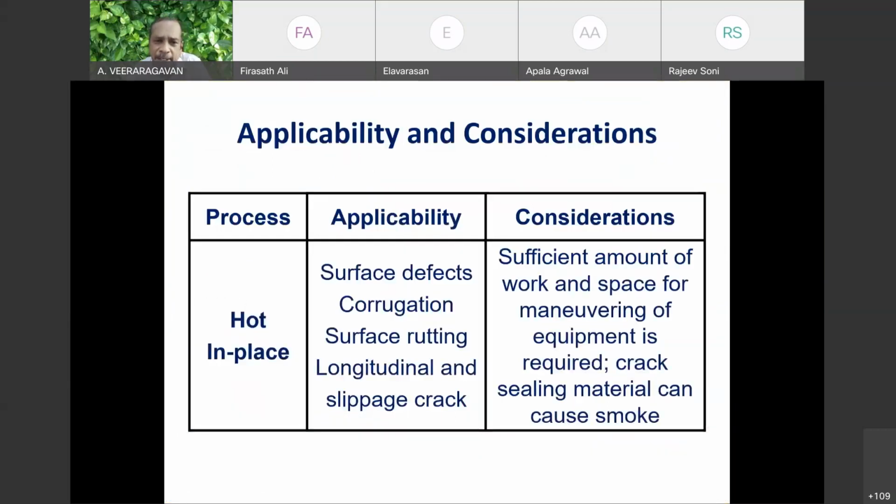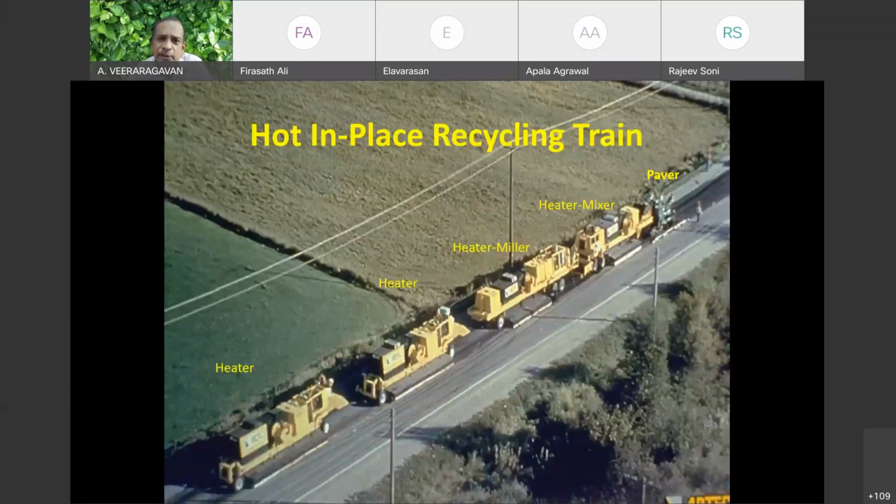In-place recycling can be done when there are corrugations, surface rutting, or longitudinal slippage cracks. It's something like an equipment train. You need a huge space. In urban areas, impossible. On rural highways and multi-lane highways, possible. So decide what the pavement warrants. If the defects are confined only to the top, you can go in for hot in-place recycling. You heat the layer 30, 40, 50 millimeter. You mill the material, add virgin aggregate to the milled material, and pave it. As the equipment train passes, you get a finished surface.